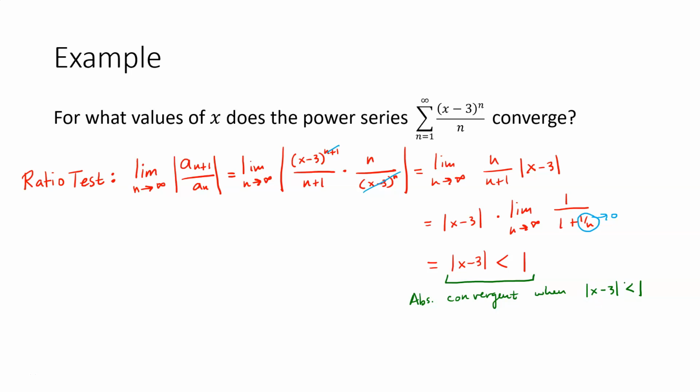And let's be a little more specific about what values of x this includes. So this includes any value of x such that x minus 3 is between -1 and +1. So there I'm opening it up so that I can remove the absolute values. And then adding 3 here, here, and here, we get x must be between 2 and 4. So we know it's absolutely convergent for values of x between 2 and 4.